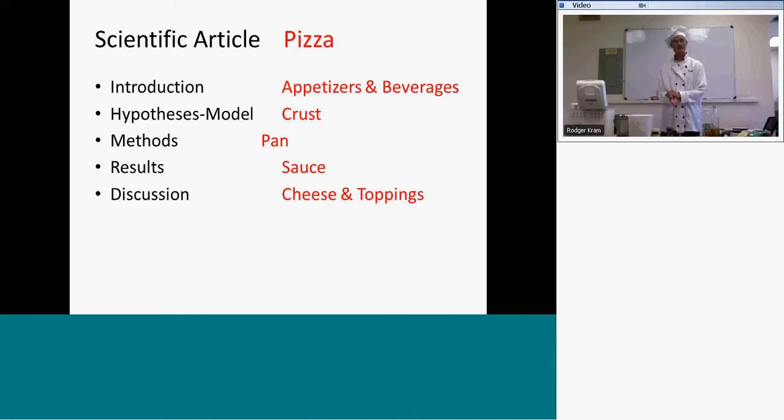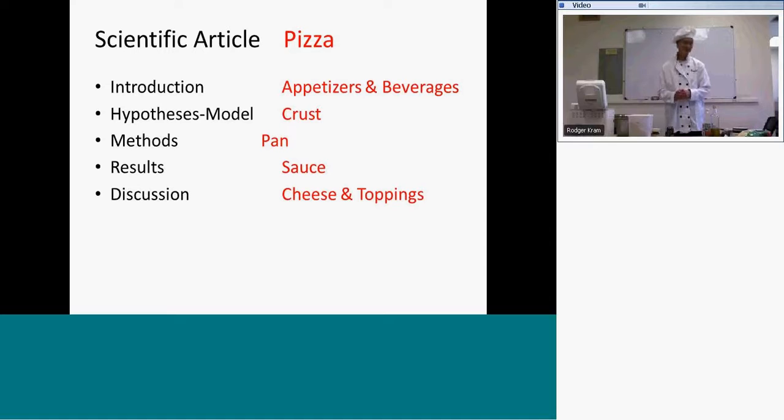Now, sauce, I think, is analogous to the results. It's the most important, it's what you take away from reading the paper, and it generally, in my experience, takes the longest time. So it needs time for the results to simmer. It takes a lot of work to make a good sauce, and that's my analogy for that.